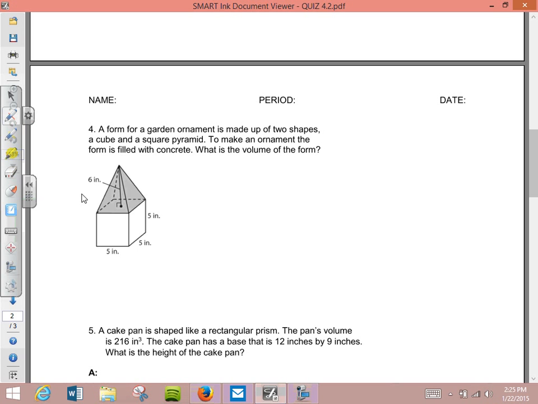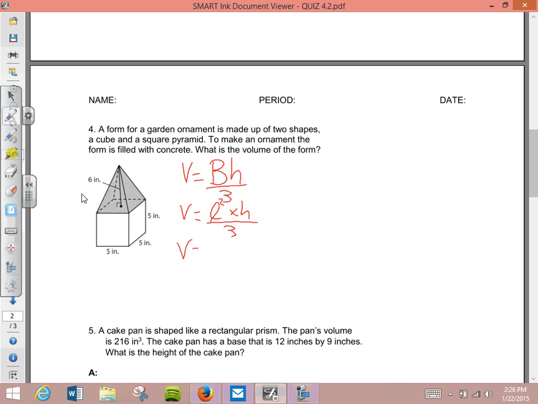So the volume for that is what? Divided by 3 because it's a pyramid. Don't forget that. Do not forget that. So let's fill in the information. How do you find the area of the base? Why is the length squared? It's a square pyramid, right? So length squared times the height divided by 3.